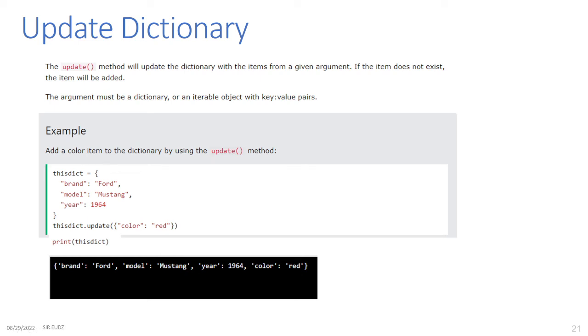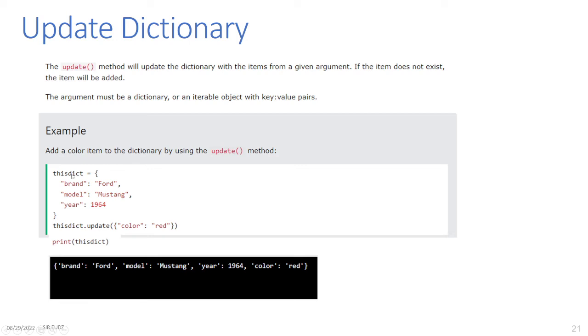Update dictionary. The update method will update the dictionary with the items from a given argument. If the item does not exist, the item will be added. The argument must be a dictionary or an iterable object with key value pairs. We have done this also previously, but this time around, what we're trying to add is a key that does not exist in the dictionary.